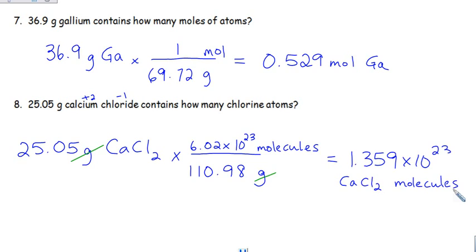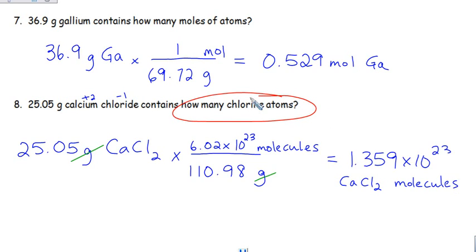We've done something similar to this. We've taken grams and switched it to molecules by using the molar mass. That 110.98 is the mass of a mole, and a mole would be 6.02 times 10 to the 23rd particles. However, that's not what this question is asking for. They want to know how many chlorine atoms would be in this sample.